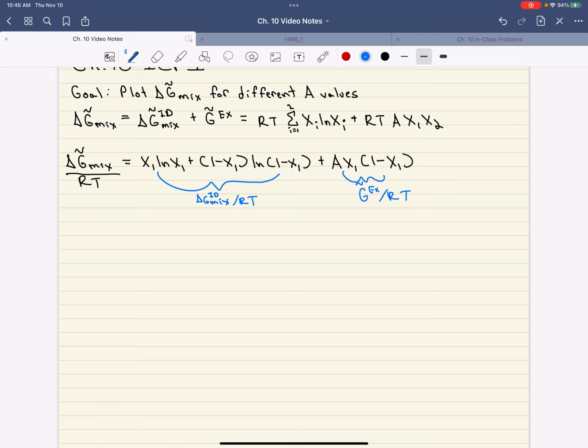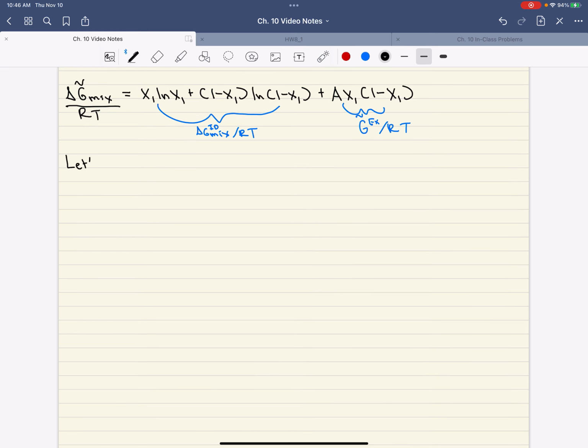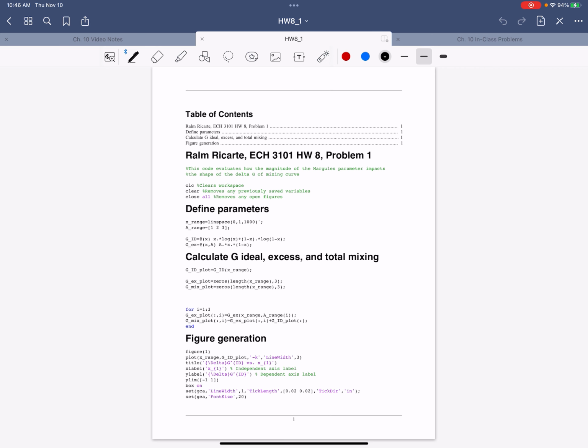In the end, we want this overall delta G of mixing. But to visualize what's going on, I'm first going to plot each of these terms individually. So let's plot delta G ideal mix and the excess molar Gibbs energy separately, and then we'll calculate our delta G of mixing. To plot this, we're going to use MATLAB.